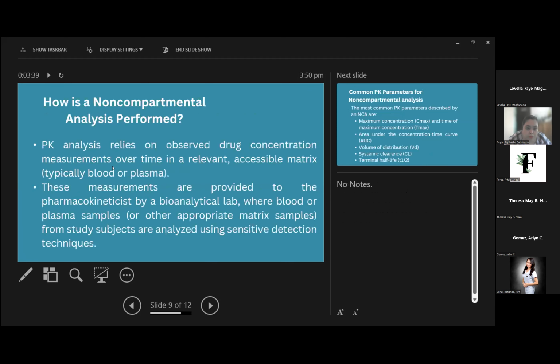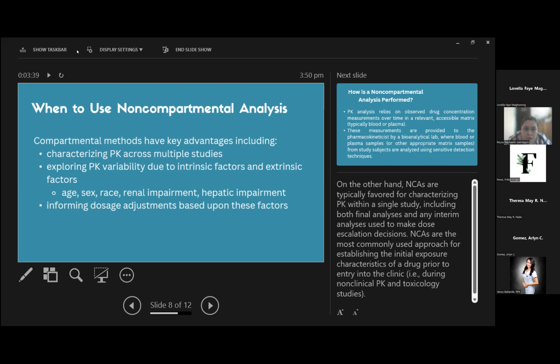Parang walang voice, ma'am. Sorry? Ay, ano yun? Asan ako nag-end, ma'am? Ayan, dito. Nawala yung audio. Asan po ako nag-end dito sa when to use non-compartment analysis?